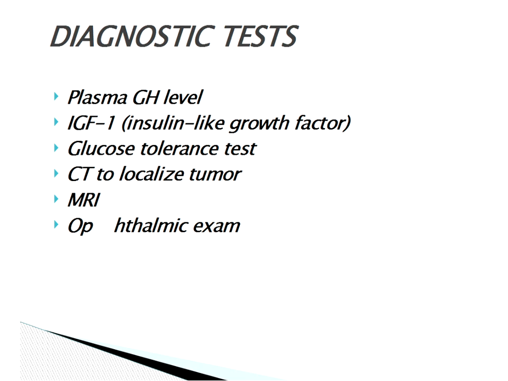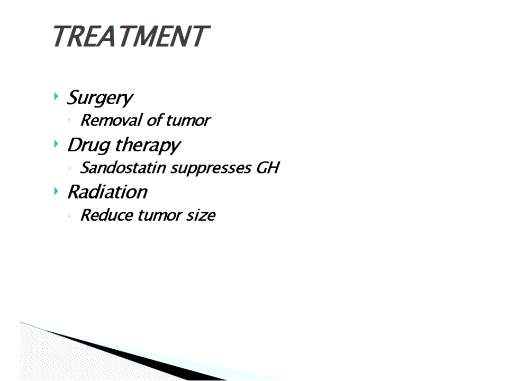Diagnostic tests for acromegaly: they can check the plasma growth hormone level. They can check the IGF-1, insulin-like growth factor, do a glucose tolerance test, do a CT to localize a tumor, because we mentioned a tumor is the most common cause, do an MRI to get more precise slices of the brain, and do an ophthalmic exam.